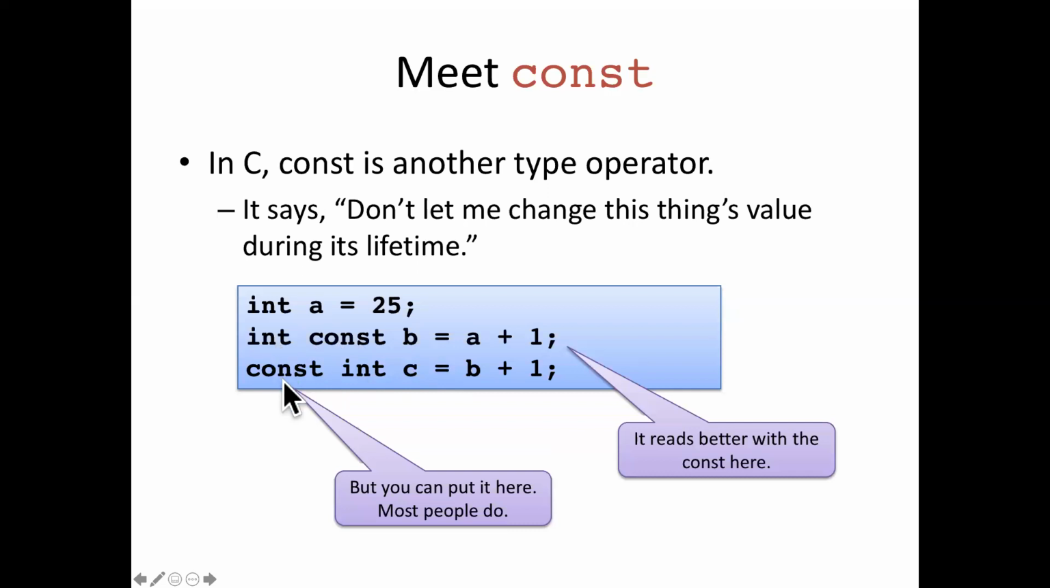You can't change it. But in this case, you can also put the const out in front, and it means the same thing. And most people write it that way. And really, I often write it that way. But it reads better. It follows the rules I'm describing better if you put it here after the type. So const, again, means don't let me change this thing during its lifetime.